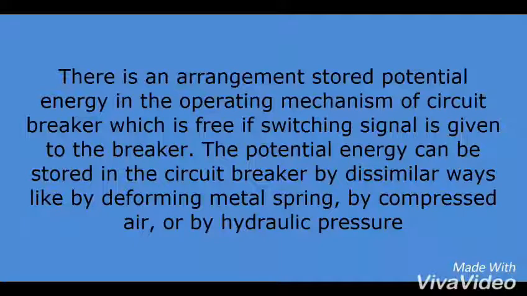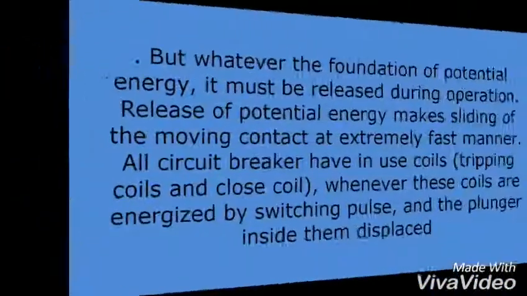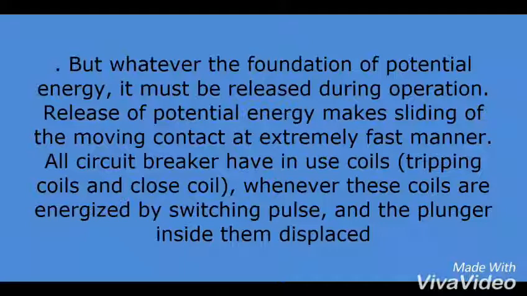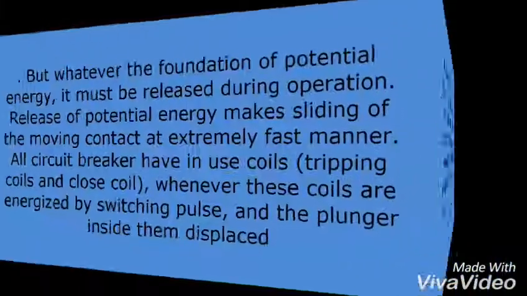The potential energy can be stored in the circuit breaker in dissimilar ways, like by deforming a metal spring, by compressed air, or by hydraulic pressure. But whatever the foundation of potential energy, it must be released during operation. Release of potential energy makes the moving contact slide in an extremely fast manner. All circuit breakers have coils, a tripping coil and a close coil. Whenever these coils are energized by a switching pulse, a plunger inside them is displaced.